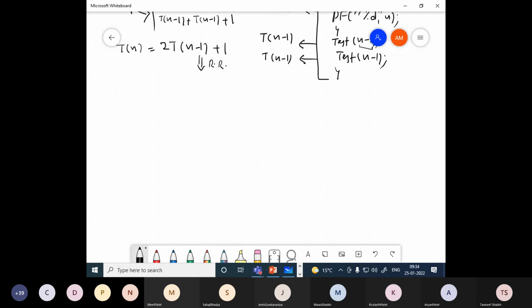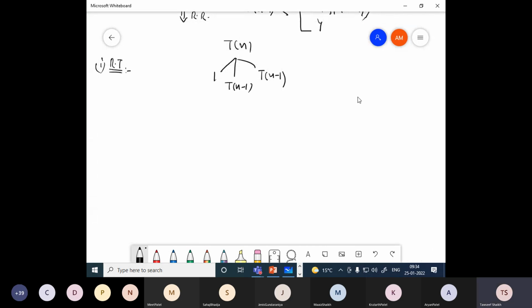Now, solving this using the recursive tree method, RT method, we see that the total time it takes for this recurrence is: it will be printing 1 at a particular time, then it will be calling T of n minus 1, and then it will be calling T of n minus 1 again. Isn't that so? This is how its flow will be. This recursive call in turn will again print 1, then call itself by decreasing its parameter by one more, and calling it two times the same way. And this one in turn will again print 1, again call itself by decreasing its parameter by 1, and again call itself by decreasing its parameter by 2.